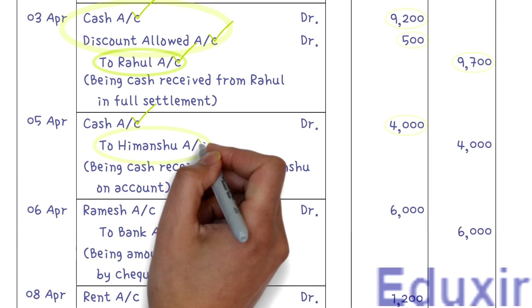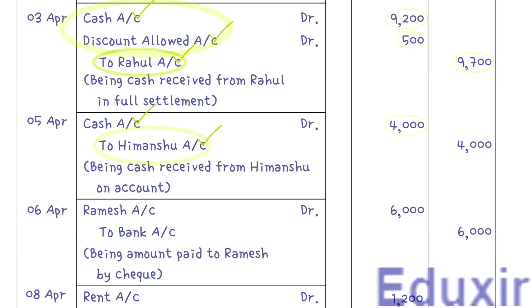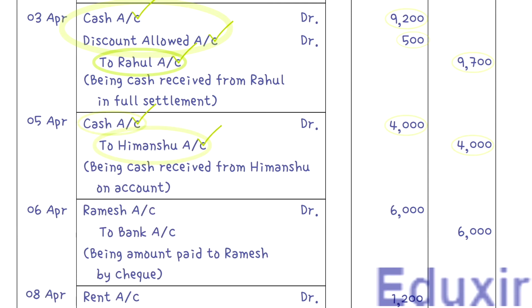As the name suggests, it needs to be posted on the credit side of Himanshu account and the credit amount is 4000 rupees. Note that the details that need to be posted into the particulars column is cash account. As we already have Himanshu account, let us now post this entry into that account.